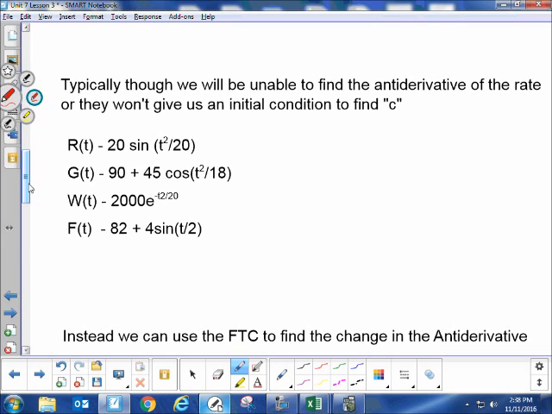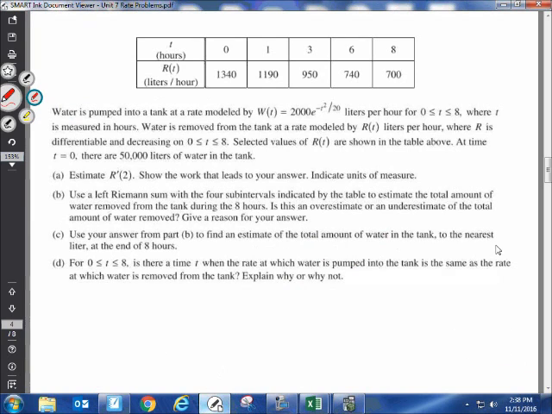However, typically, we will be unable to find the antiderivative of the rate, or they won't give us an initial condition to find C. So you will see in the problems, R of t is 20 sine of t squared over 20. Can't take the antiderivative of that.